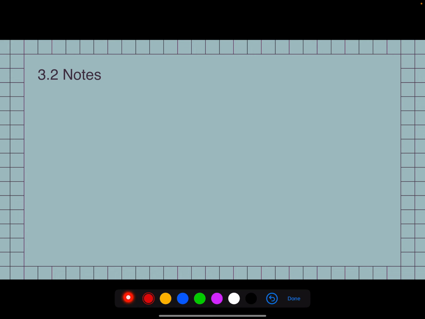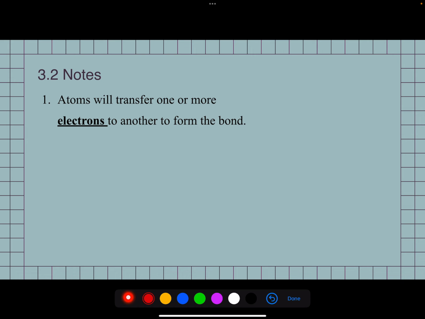Alrighty, so here we are moving on to our 3.2 notes. Okay. So the first part here, atoms will transfer 1 or more electrons into another to form the bond. That's what's kind of going on here. They're going to want to give away their electrons to another atom, and when that happens, they're going to make a bond. Each atom is going to be left with a complete outer shell.